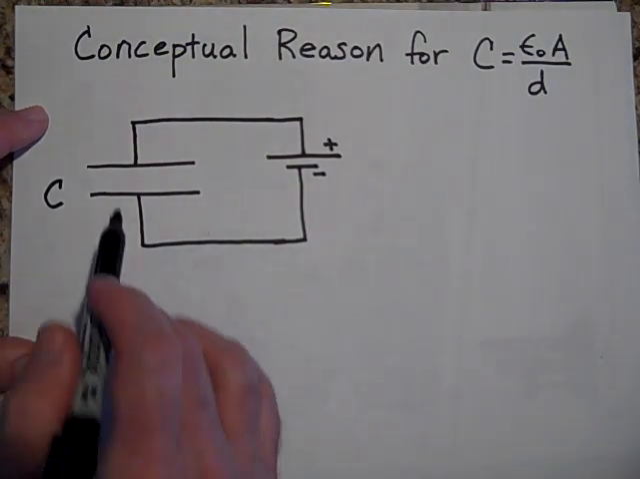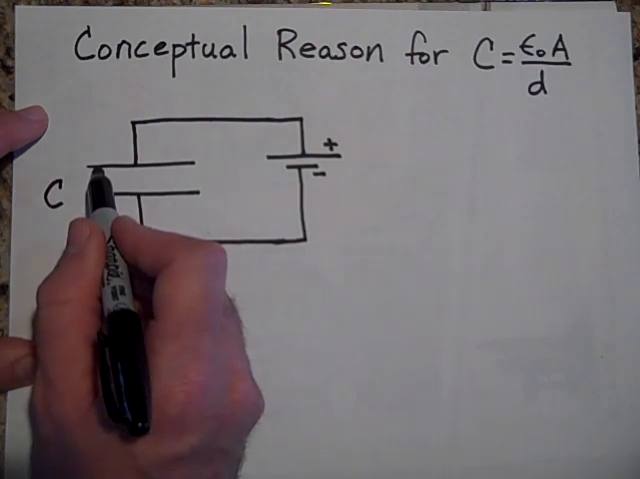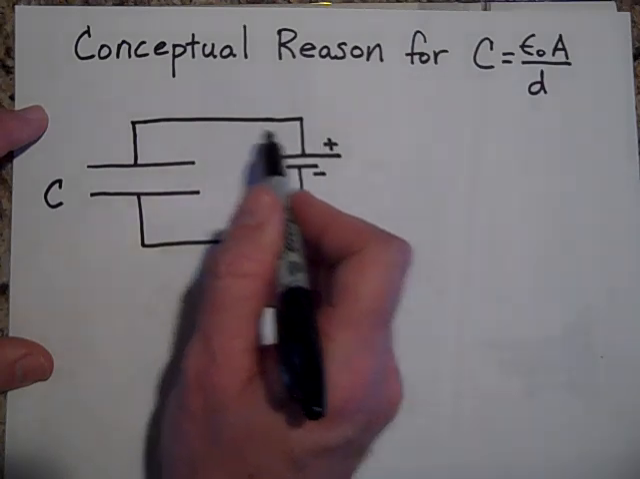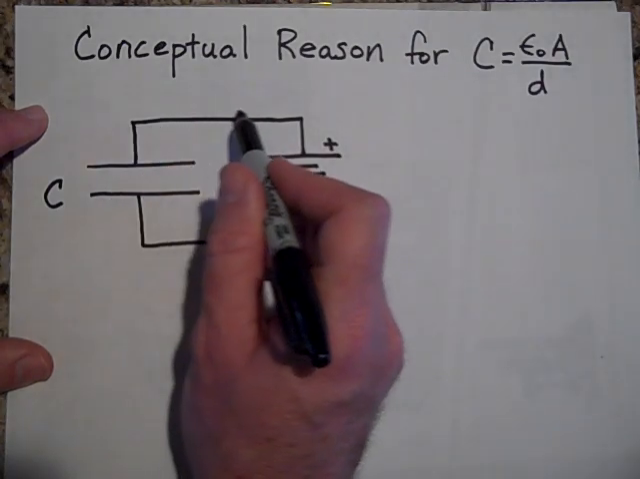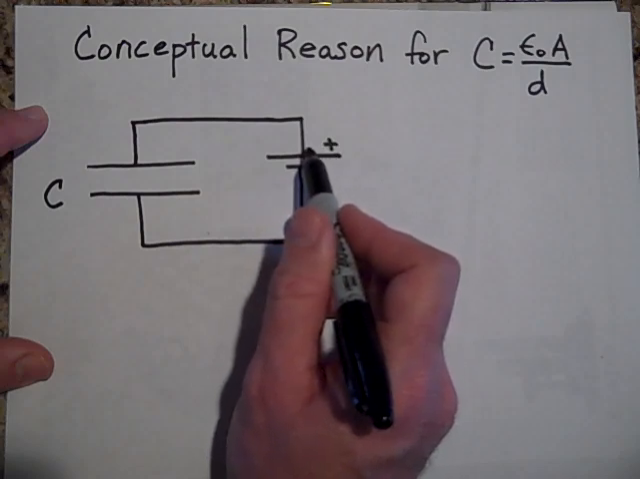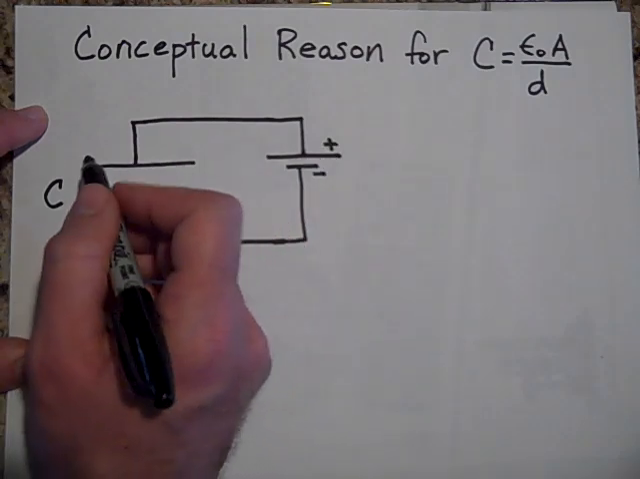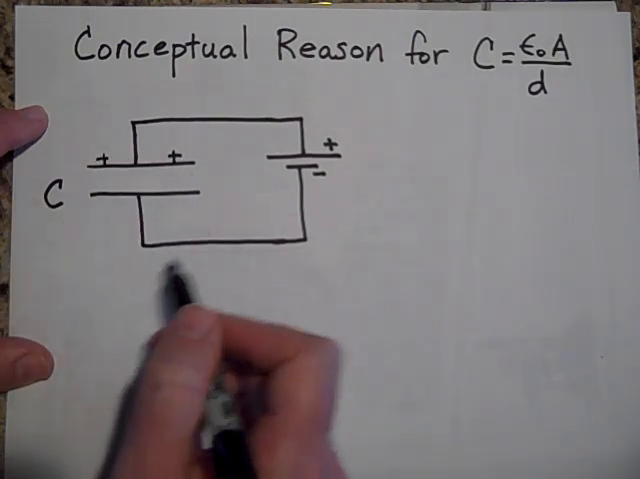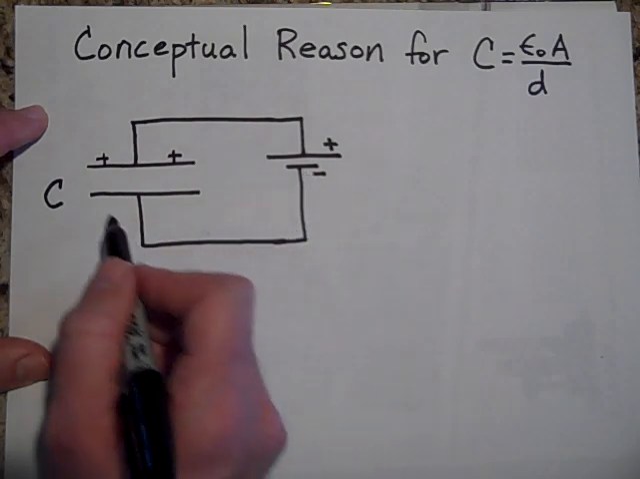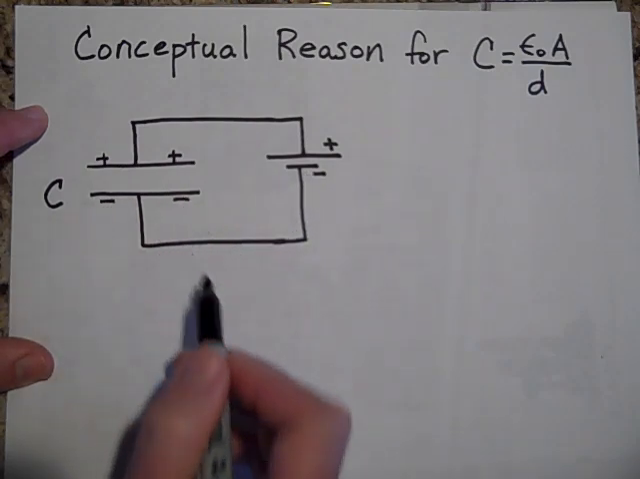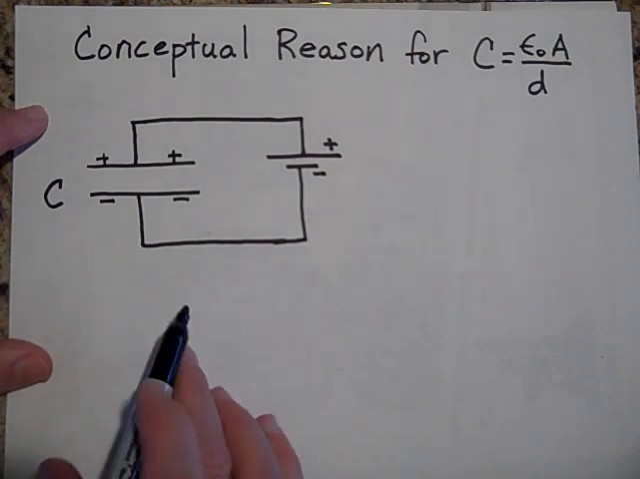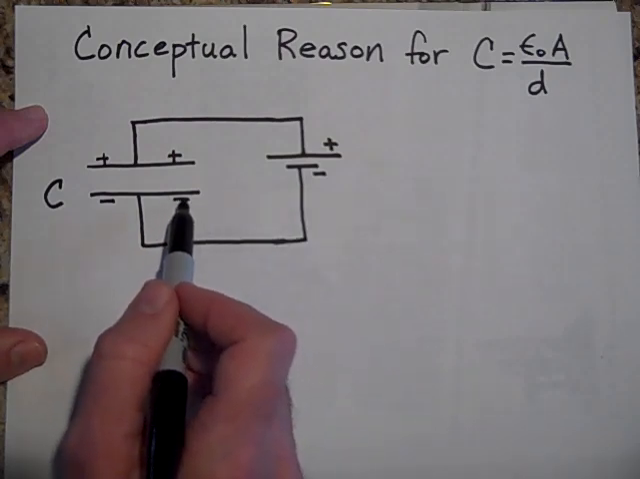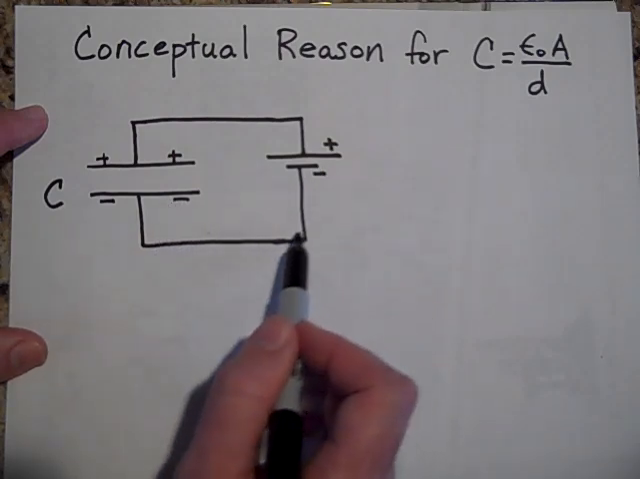What's going to happen when you connect this is the electrons in this plate right here are going to feel that positive charge, and they're going to zip over there to be with the positive charge. If electrons leave this plate, that means this becomes positive. Electrons from here will go onto this plate. This will continue until there are so many electrons on here that these electrons here won't want to come over here anymore.